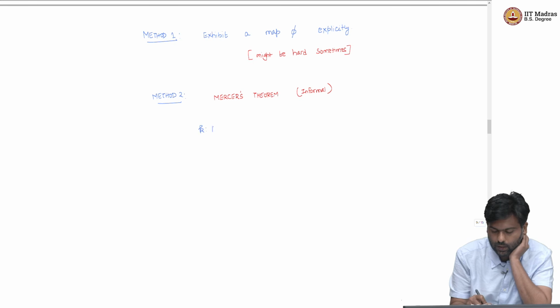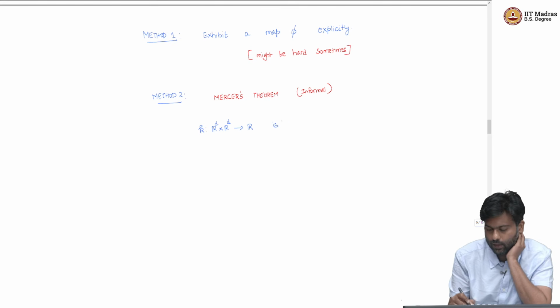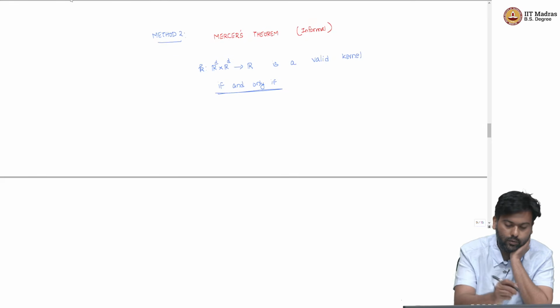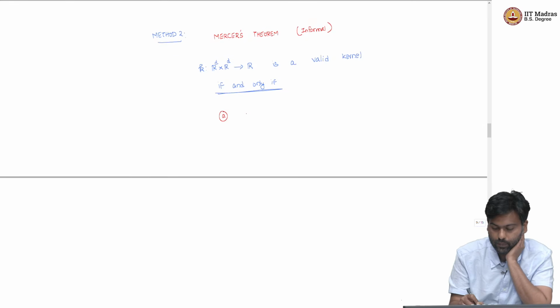I am given a function k from R^d cross R^d to R, and I am asked if this is a valid kernel function. Mercer's theorem says it is a valid kernel if and only if, which is a very powerful theorem, because it characterizes validity of a kernel if and only if two things happen. A, k is symmetric.